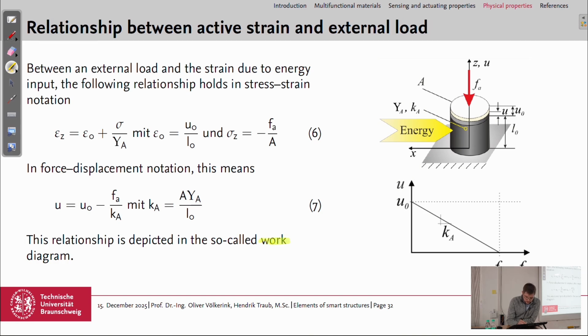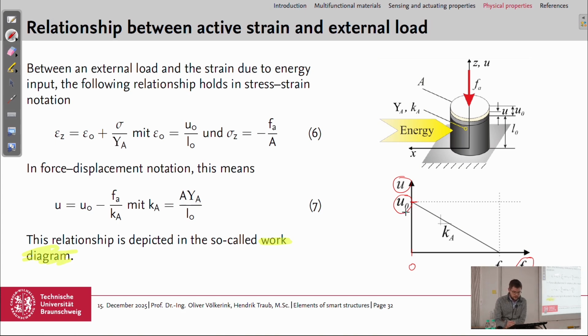So here is the work diagram, which you will also generate, or which is an outcome of the first lab. In the work diagram, you have the displacement of the actuator, and you have the external force on the x-axis, and then you can put in two quantities. You have the free displacement, which is the displacement without a force. So it's here when the force is 0, you have the free displacement u0.